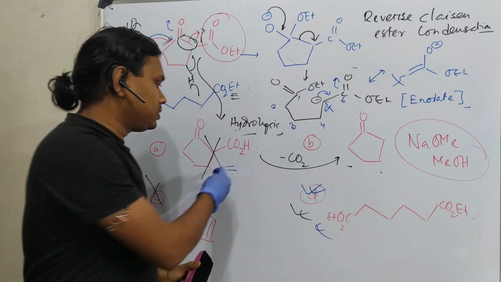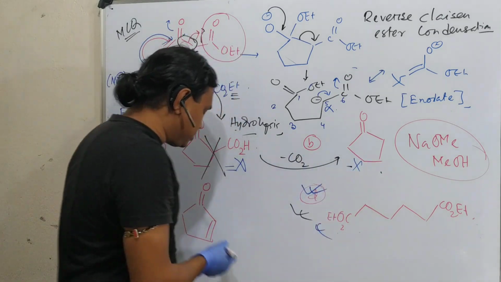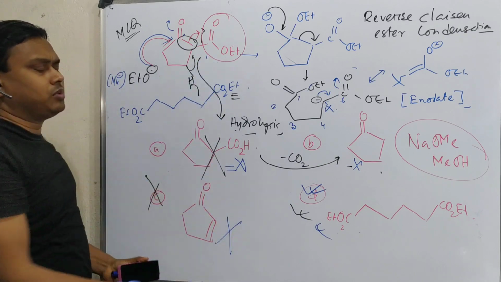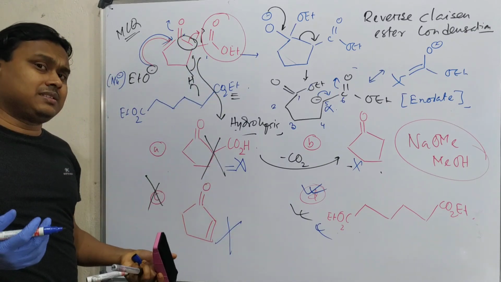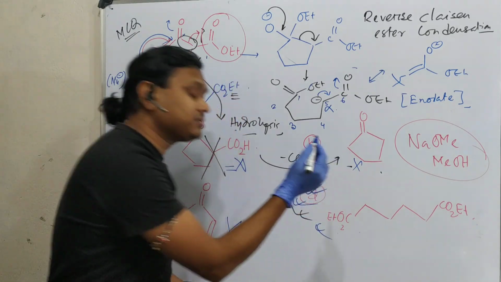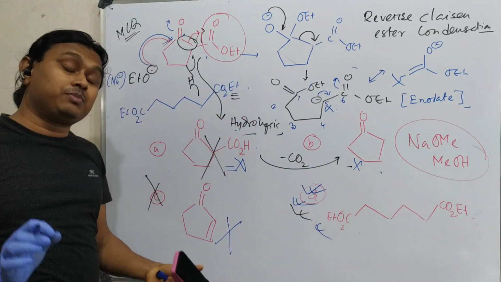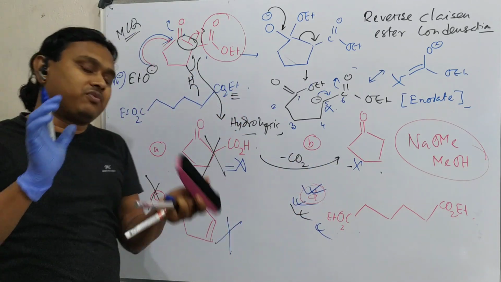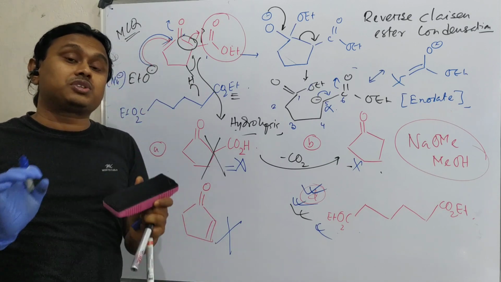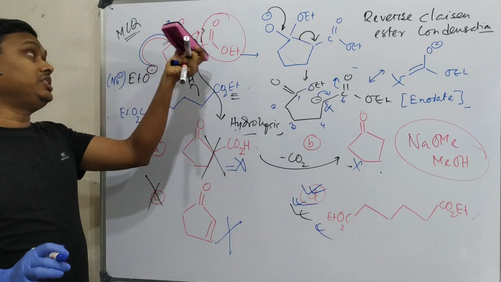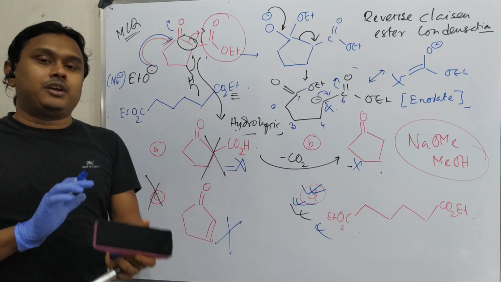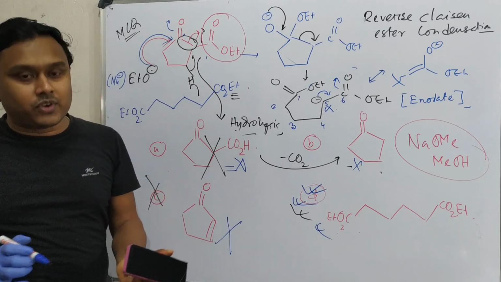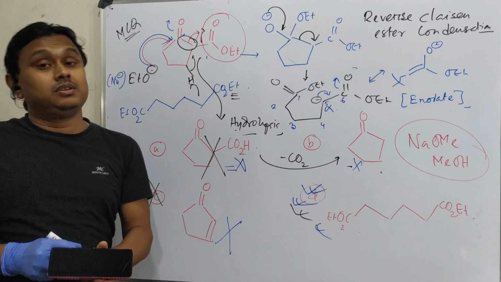So this is not possible. If this is not possible, this is also not possible, and this is illogical. It's not a good leaving group. So if you don't know about the reverse Claisen ester condensation, then also this is your product. So within 30 seconds, based on your common sense, you can do it. But for that purpose, what is essential? You must keep your mind cool. You should read the question properly and not get any kind of confusion. Be confident always during the exam.